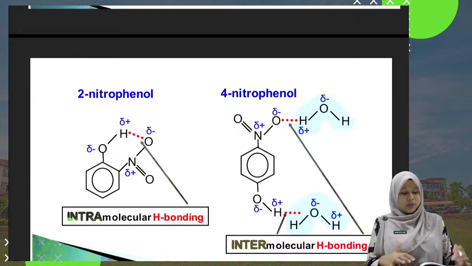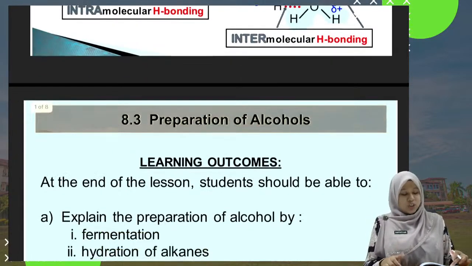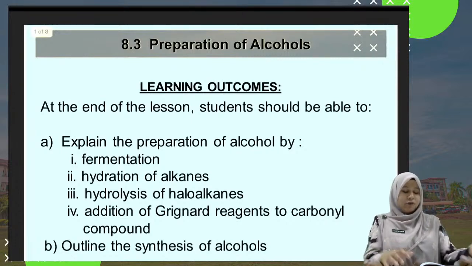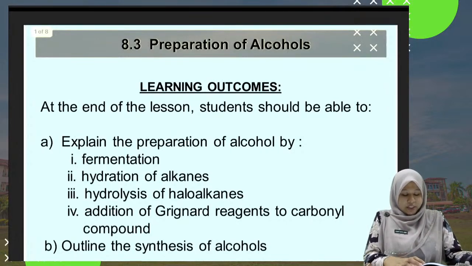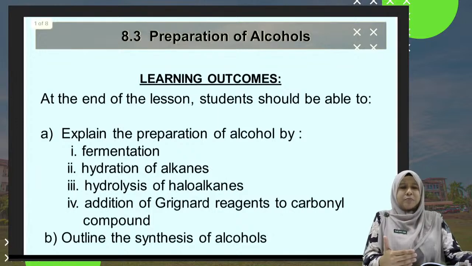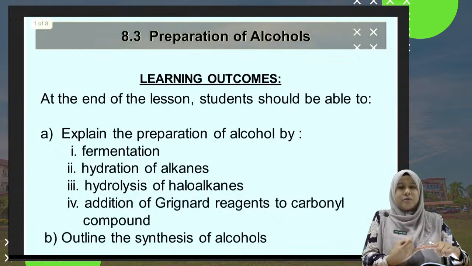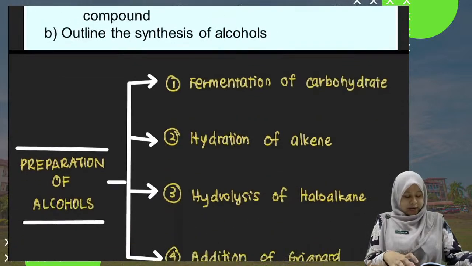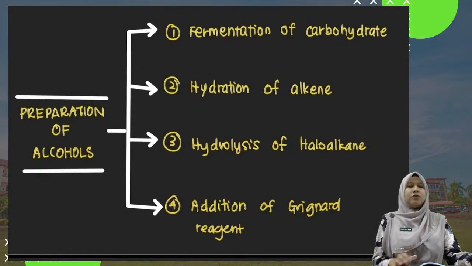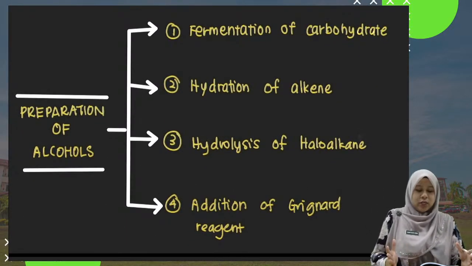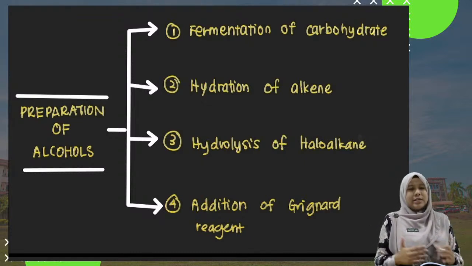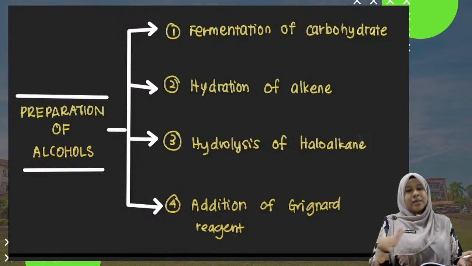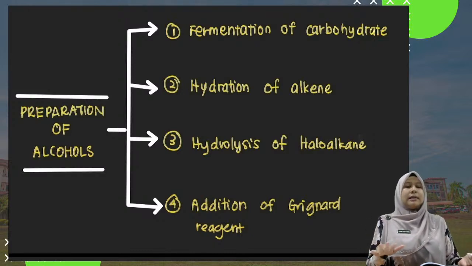Okay, sekarang kita masuk the next part which is preparation of alcohol. Okay, ni dah masuk reaction dah ni. Preparation of alcohol. So untuk preparation of alcohol, kita akan discuss preparation alcohol by the first one, fermentation, hydration of alkene, hydrolysis of haloalkane dan juga addition of Grignard reagent. So kalau kamu tengok dekat sini, mostly semua reaction ni kita dah discuss. Okay, fermentation of carbohydrate ni mungkin yang ni tak sentuh lagi sebab yang ni kita tak masuk lagi.